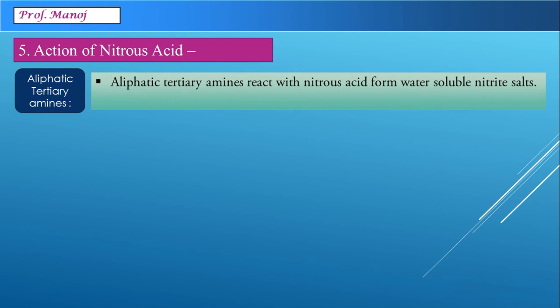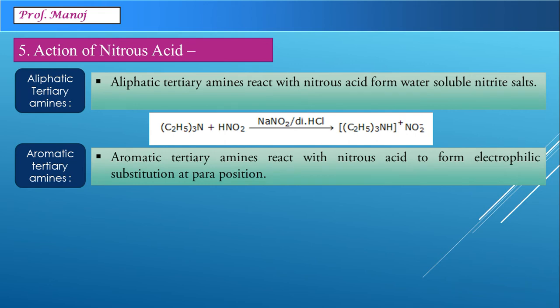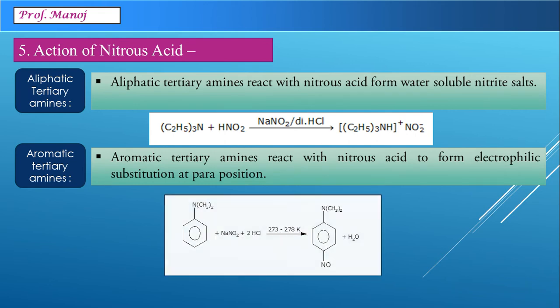Aliphatic tertiary amines react with nitrous acid to form water-soluble nitrite salts. Aromatic tertiary amines react with nitrous acid to undergo electrophilic substitution at the para position. So you can see tertiary amines, aliphatic and aromatic, react in a different way. Primary amines, aliphatic and aromatic, react in a different way, but aliphatic and aromatic secondary amines react in the same manner with nitrous acid. Nitrous acid reactions can be used for distinguishing between primary, secondary and tertiary amines.